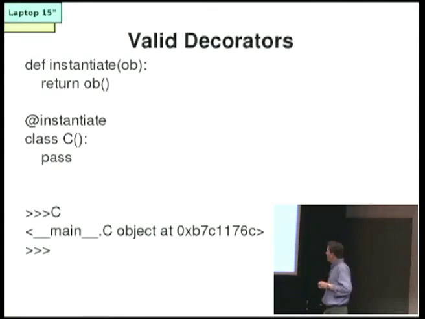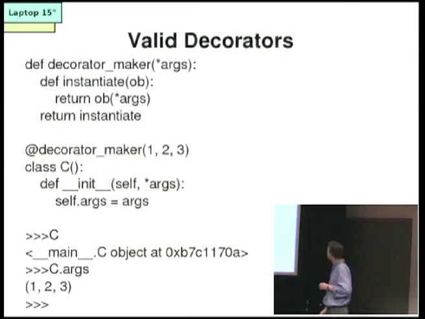So we have the empty class, instantiate is called on it, and we end up with, instead of the class C, an object that is an instance of C. A little bit more complicated, but still based on the instantiate decorator.